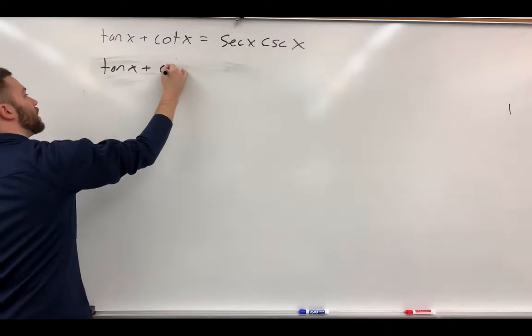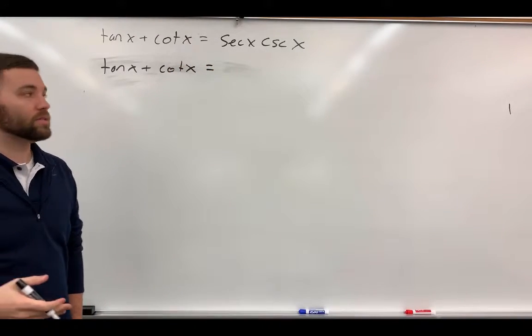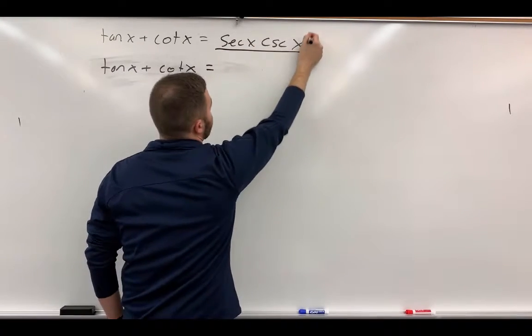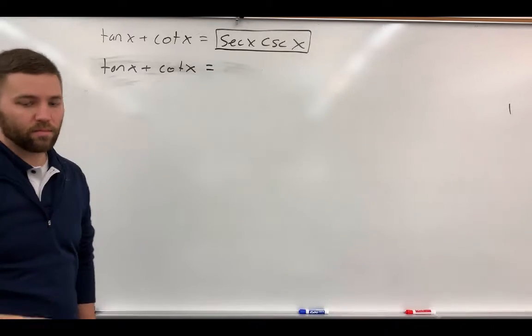x plus cotan x. And then what we're going to do is a series of steps to get ultimately to this secant cosecant of x. That's where we want our steps to end. And we're going to use identities and algebraic properties to do that.